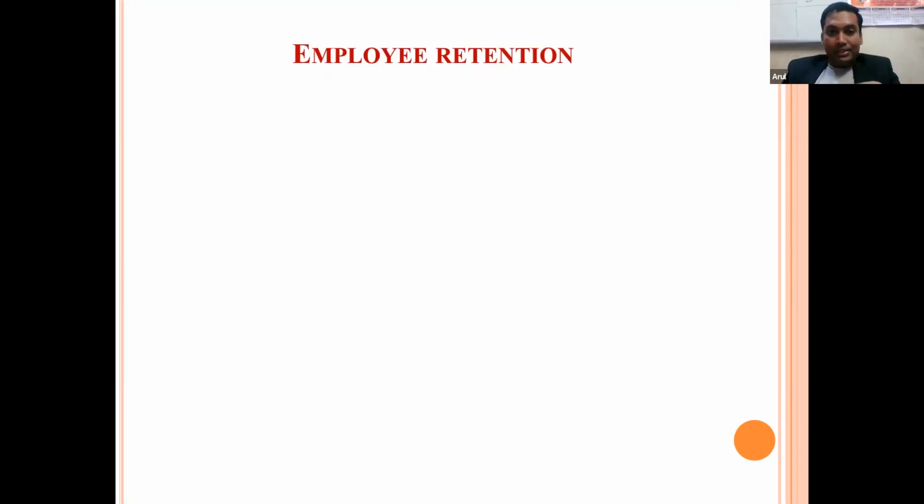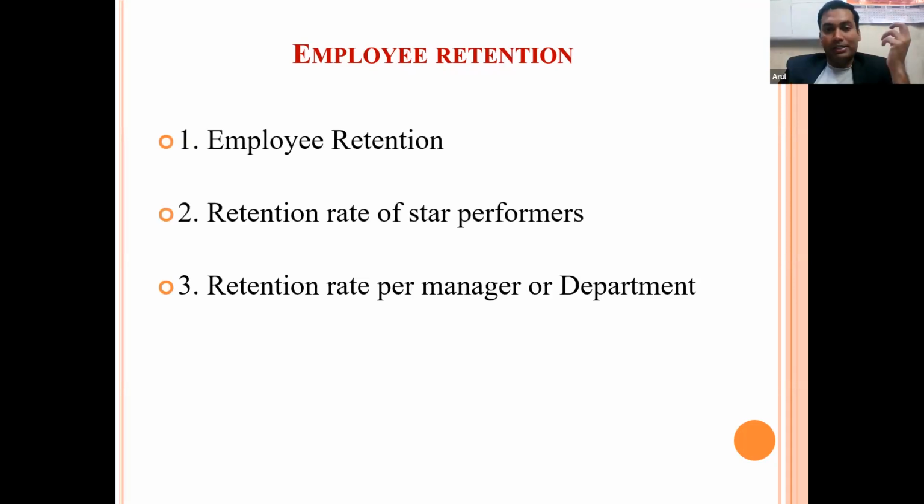Next one is employee retention. Can I have some information on employee retention? What is employee retention? Good, the chat box, it has come. Yes, Nidhi Sharma, thank you. So what is employee retention? All of you, anyone, please share about it. The association of employees for a longer period of time with the organization. Very good. Employee retention, okay.